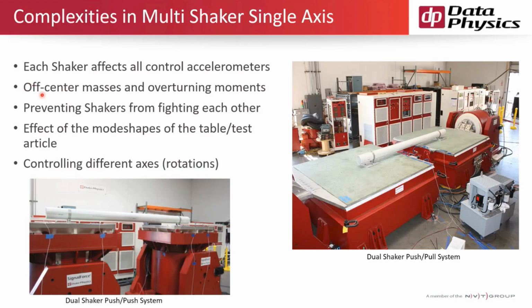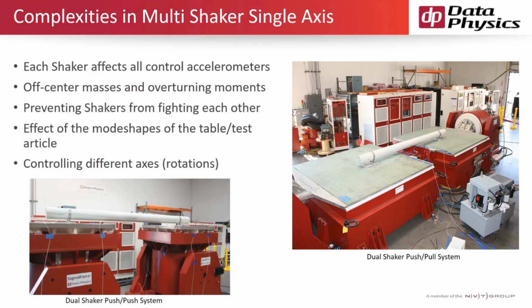The second point here: off-center masses and overturning moments. If I had more mass on one shaker or an overhanging mass that's going to cause an overturning moment, that's going to mean I need to drive my two shakers differently, sometimes in amplitude and sometimes differently in phase, to account for that off-center mass or overturning moment.